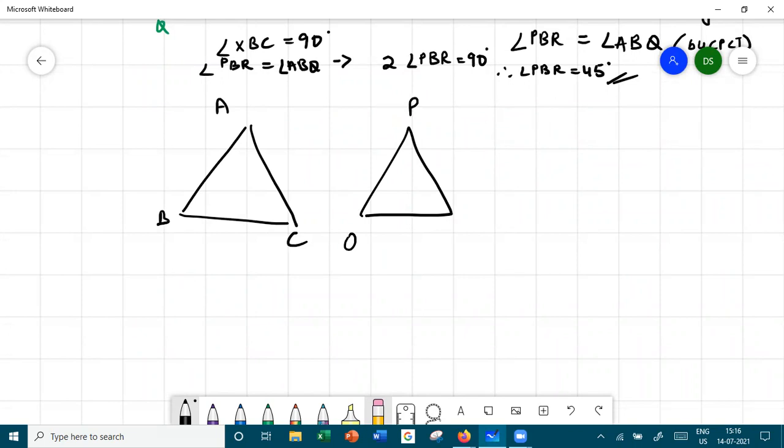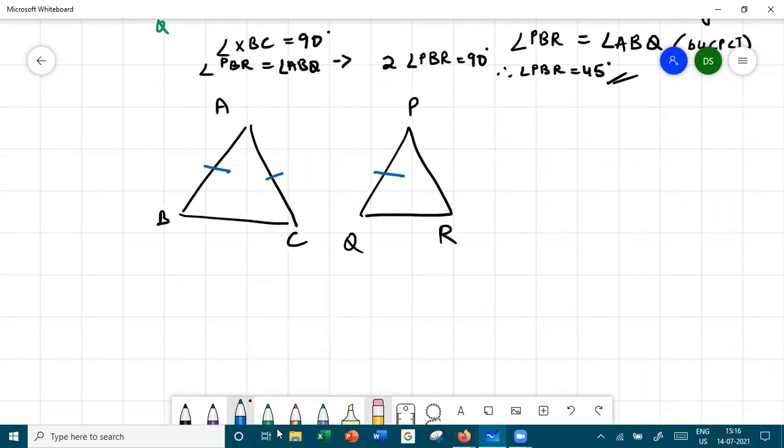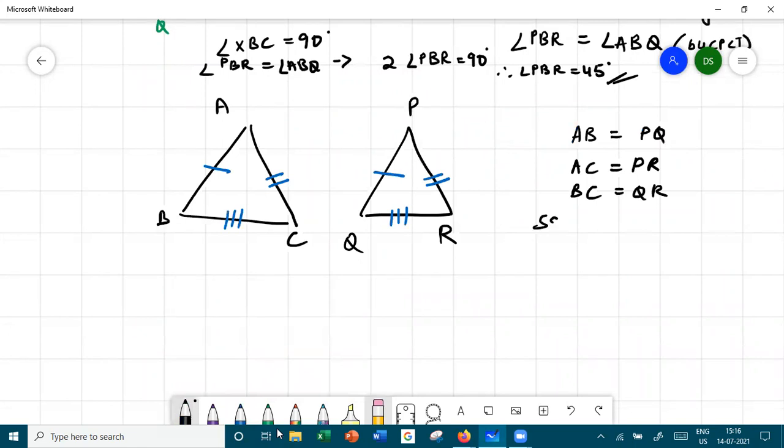Suppose these are your two triangles, okay? And I have already told you that this side is the same as this side. And then I have told you this side is also the same as this side. And BC is the same as QR. This information has been provided to you. This is nothing but AB is equal to PQ, AC is equal to PR, and BC is equal to QR. So now directly by the SSS test of congruence, I can say triangle ABC is congruent to triangle PQR. This is exactly what we've done above.